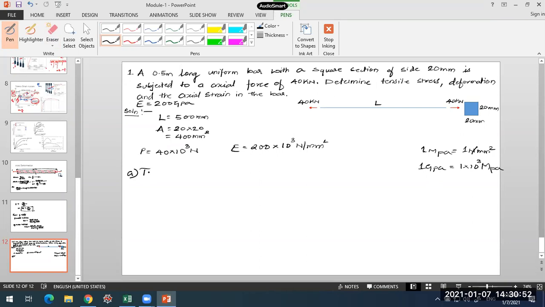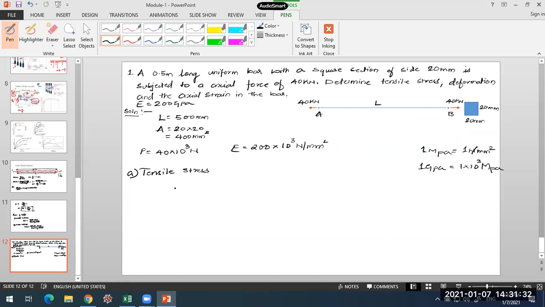Sir, P is 40 into 10 to the power 3 Newton per mm, we have to write now, sir? Oh no, it is a concentrated load. It is in kilonewton. It is a concentrated load which is applied at the two ends here. It is not a UDL. It is not spread over the entire length of the bar. The load is applied only at points A and B on this bar. So it is a concentrated load, a point load, not a distributed load. The units are kilonewtons.